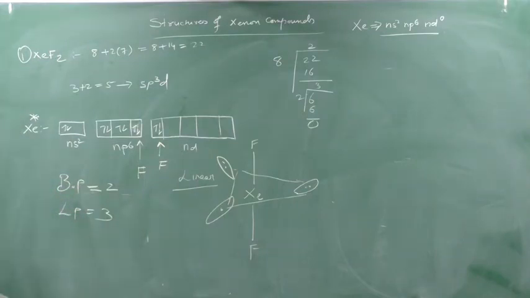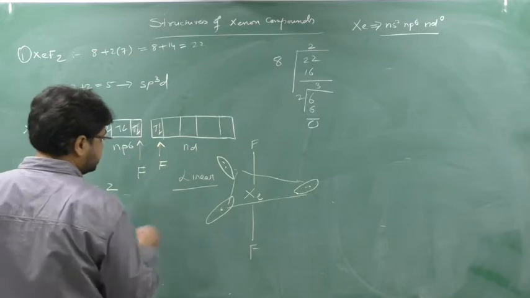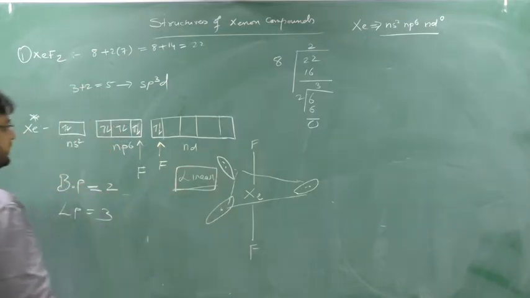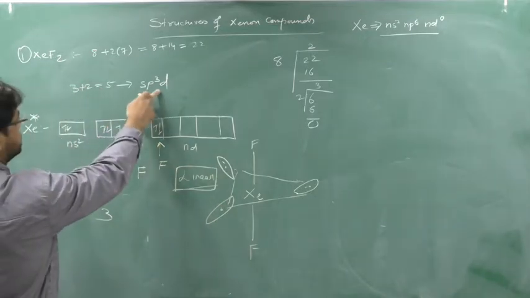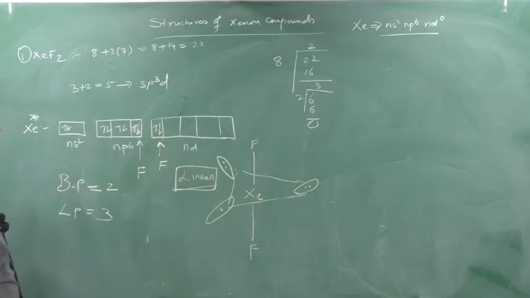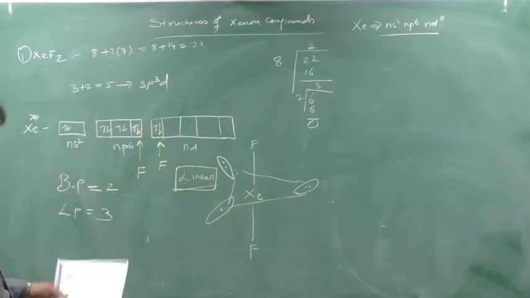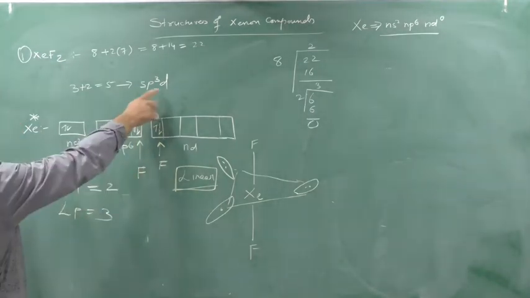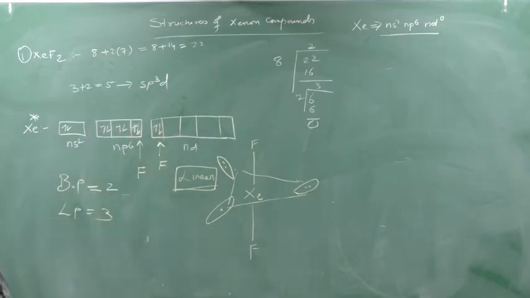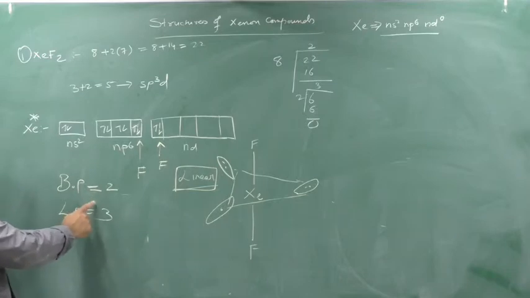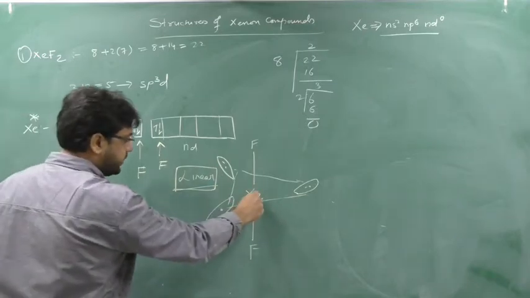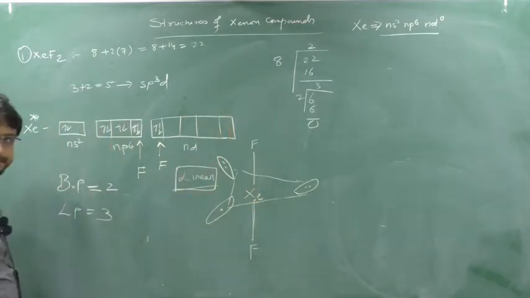The shape is linear. This is very important. The expected shape you will see by seeing this only: 3 plus 2, 5, which means trigonal bipyramidal. You will be wondering, should I write trigonal bipyramidal? No. See the bond pairs. The bond pairs are 2 only, they can bond with only 2. So this shape is linear. And remember here it will be the axial position.